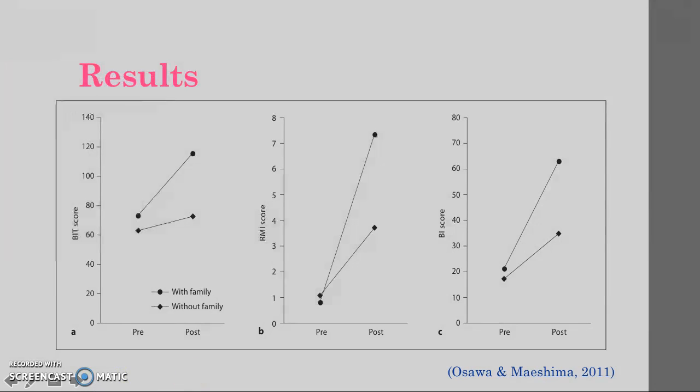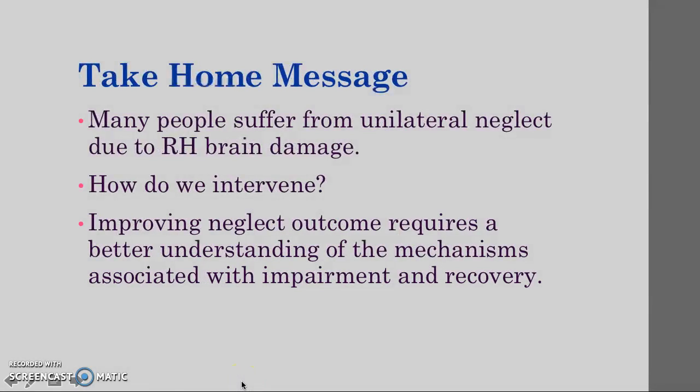And this slide just shows the results of their research, and that family participation improved not only the mobility but also the neglect and performance of ADLs. And the take-home message is that many people suffer from unilateral neglect due to right hemisphere brain damage. So how do we intervene? Improving neglect outcome requires a better understanding of the mechanisms associated with impairment and recovery.